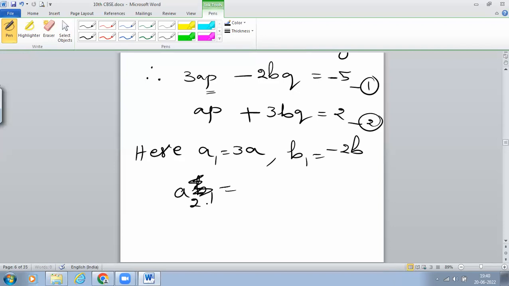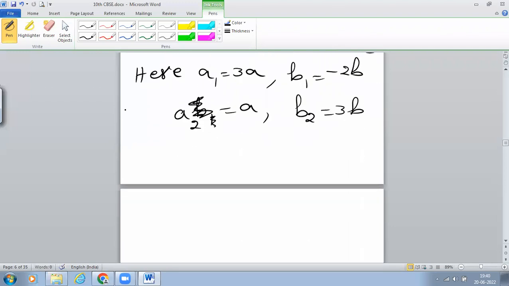What is the value of A2? A2 means the coefficient of P in the second equation, which is A. And B2 is the coefficient of Q in the second equation, that is 3B. Now I'm going to find A1 by A2 and B1 by B2. A1 by A2 is 3A divided by A, which cancels to give 3.